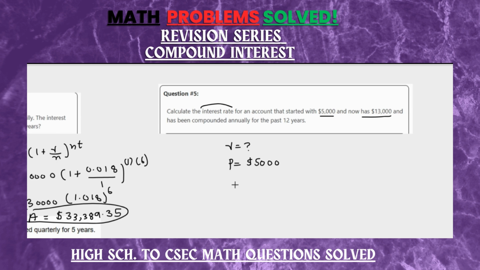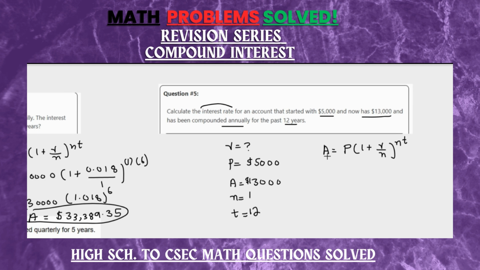And what's the current value? The current amount is 13,000, right? $13,000, and has been compounded annually. It's again compounded annually. It means n will be equal to 1, and time is 12 years, right? So you have to use the formula again. We know A equals P times (1 plus R over N) to the power of N T.